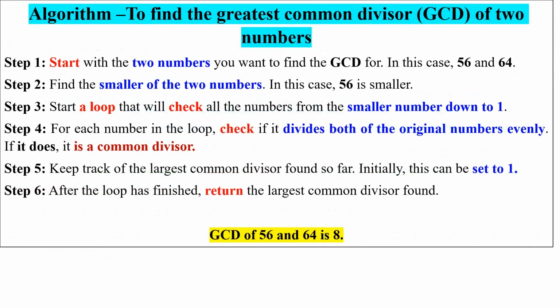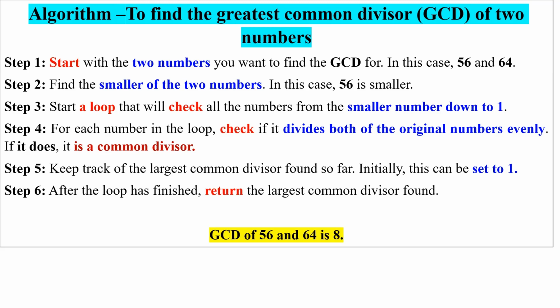Here's a simple algorithm to find the greatest common divisor, GCD, of two numbers. Step 1. Start with the two numbers you want to find the GCD for. In this case, 56 and 64. Step 2. Find the smaller of the two numbers. In this case, 56 is smaller.